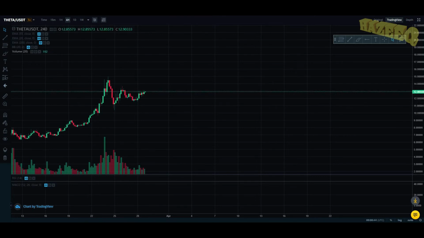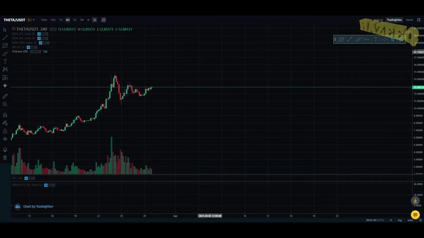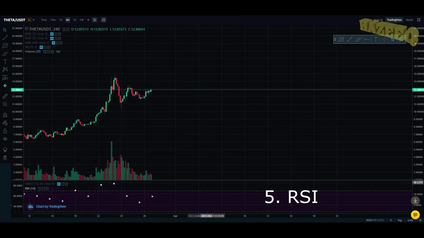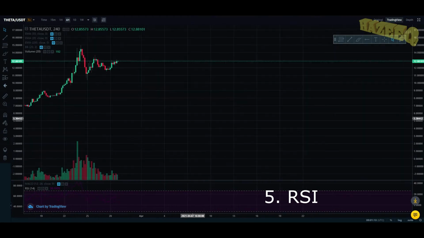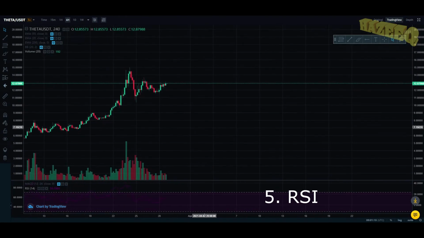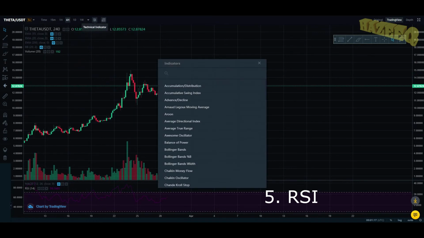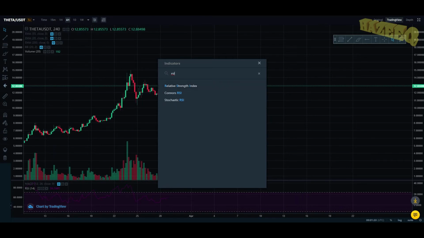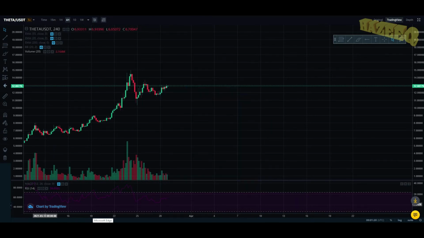Now that's it for the volume. Let's jump into our next indicator. So our next indicator is actually very important. It's called the relative strength index. So this is it over here. There we go. So once again, if you want to get to it, you go to the indicator bar over there, type in RSI, relative strength index, you click on it, and it's going to pop down below the chart over here.